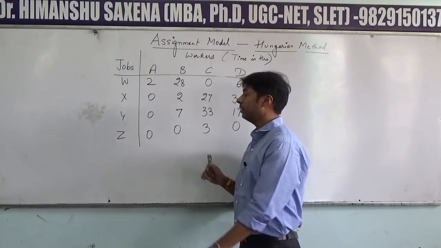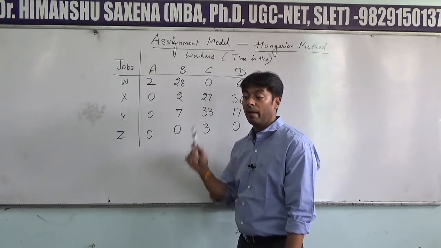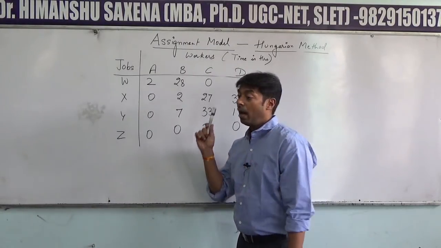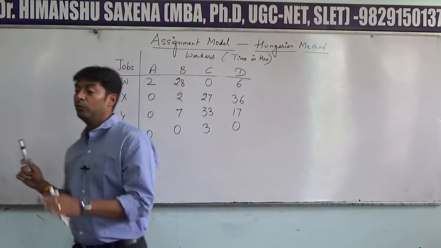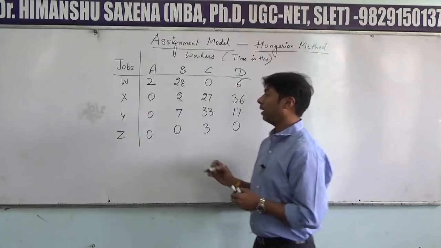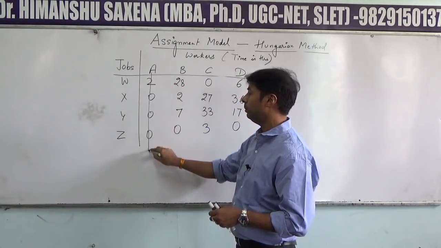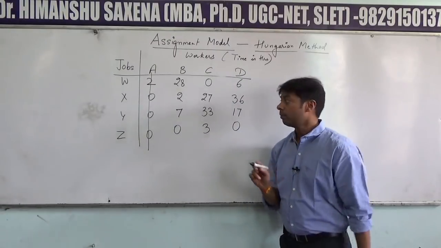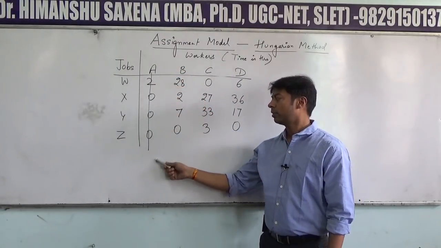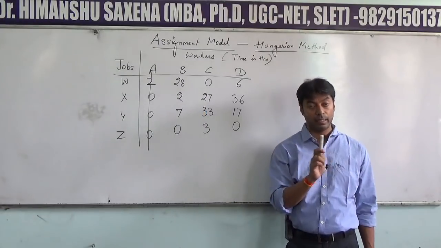There isn't any other process to draw the lines. You will have to cover all the zeros by drawing minimum number of lines, and the lines have to be drawn either row wise or column wise. So we look at the maximum number of zeros which are existing in this first column. We draw a line to cover these zeros. So simultaneously three zeros are covered by drawing a single line.